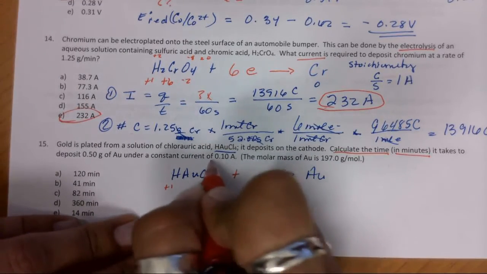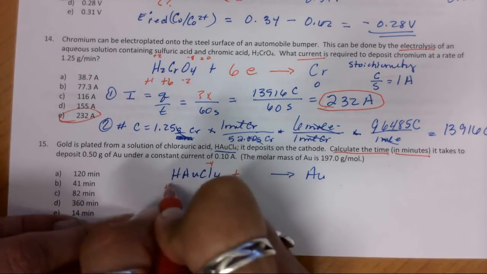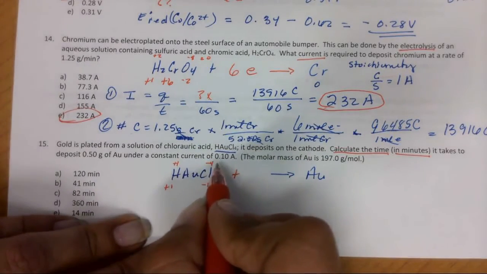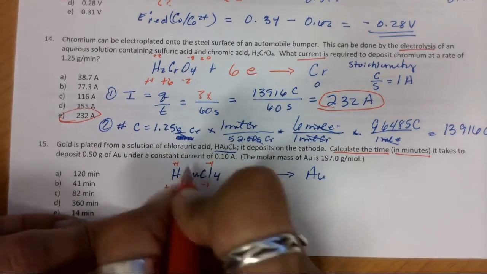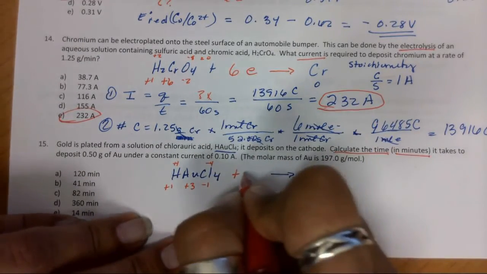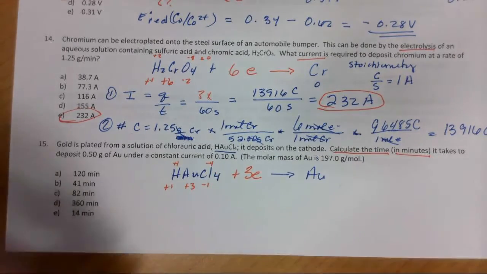So technically this is -4, and there's only 1 hydrogen, so that's +1. And so what is that? That makes it a -3. What does that make gold? It has to be a +3 to offset this. And so that means this is +3 electrons.